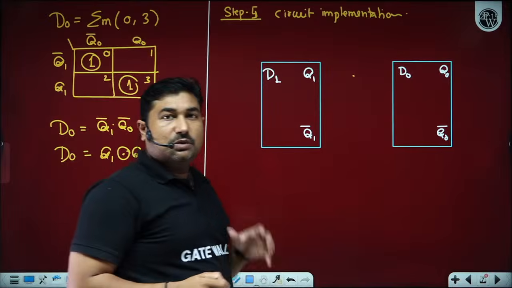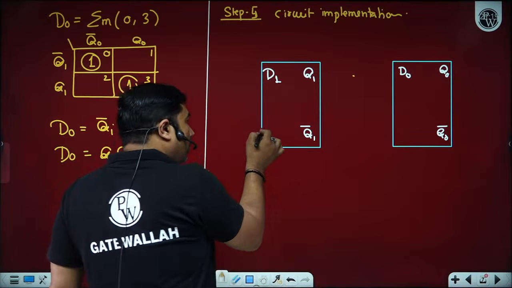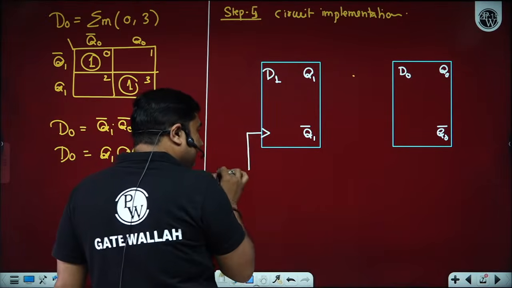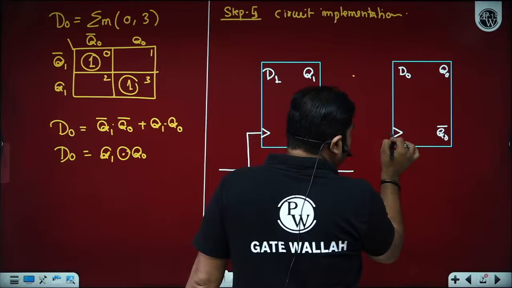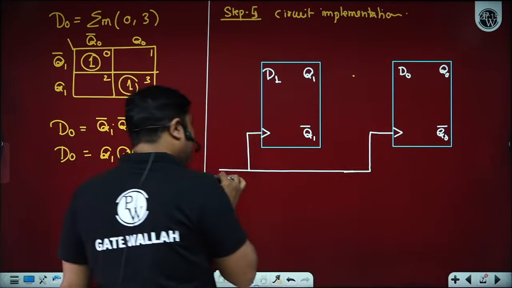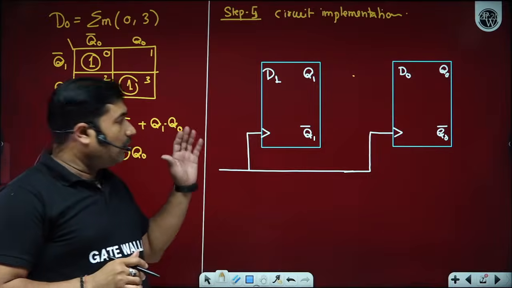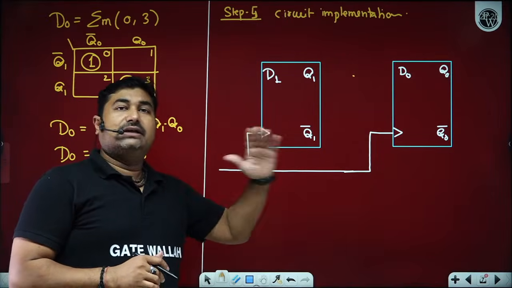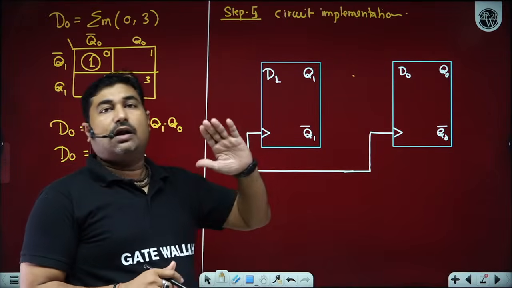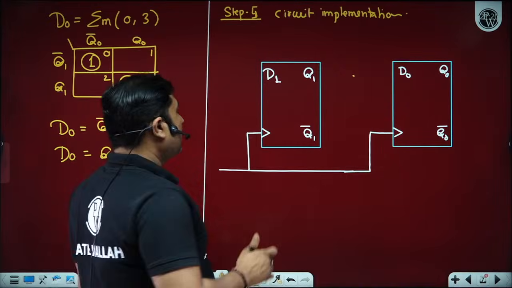Since this is a synchronous counter, in a synchronous counter all flip-flops are connected with the same clock pulse. Either you can use negative edge triggered or positive edge triggered, it is up to you. But all are going to initiate their operation at the same clock. All are connected with the same clock.